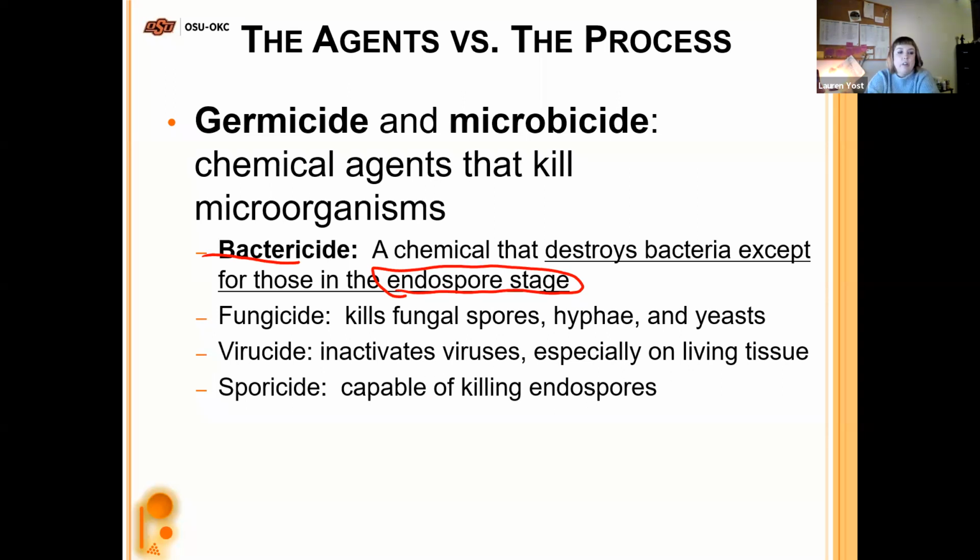Fungicides kill fungi, virucides kill viruses, inactivate viruses because they're not technically alive. And then sporicides kill the endospores. So those are things that are capable of killing endospores. So you might have a chemical that doesn't work as well necessarily on vegetative, because remember the endospores are a kind of different deal, right? They've got a different coating on them and all this stuff. So if something kills endospores, it might not necessarily work as well on vegetative. So you might want to mix the two.